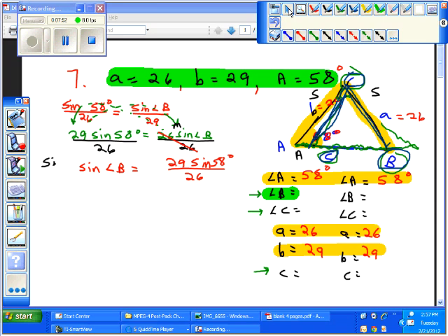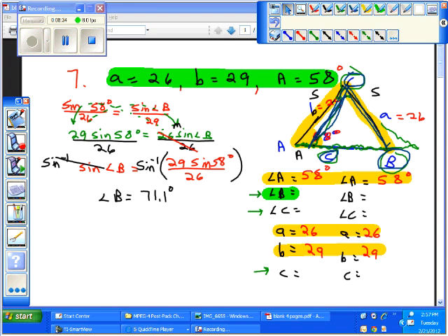Now I need to undo the sine, and I undo sine with inverse sine or arc sine. So I'm going to do inverse sine of 29 sine 58 divided by 26. Here the arc sine cancels sine, and we get angle B is equal to inverse sine of 29 sine 58 divided by 26, which gives 71.1 degrees. So my first option for angle B is 71.1 degrees.